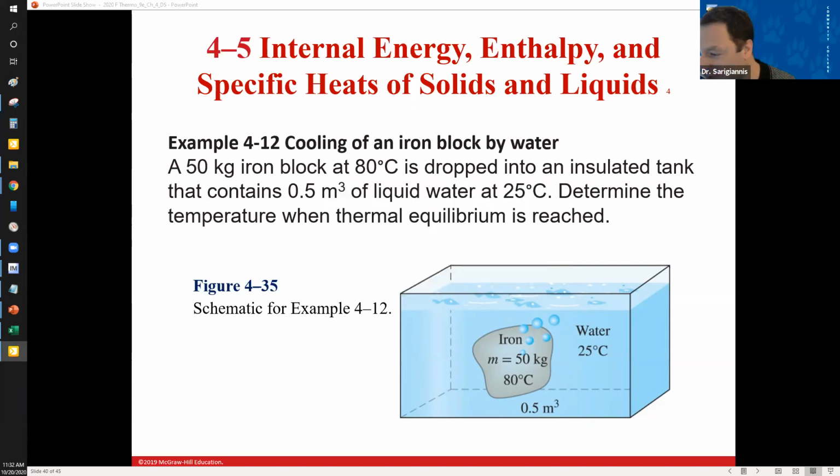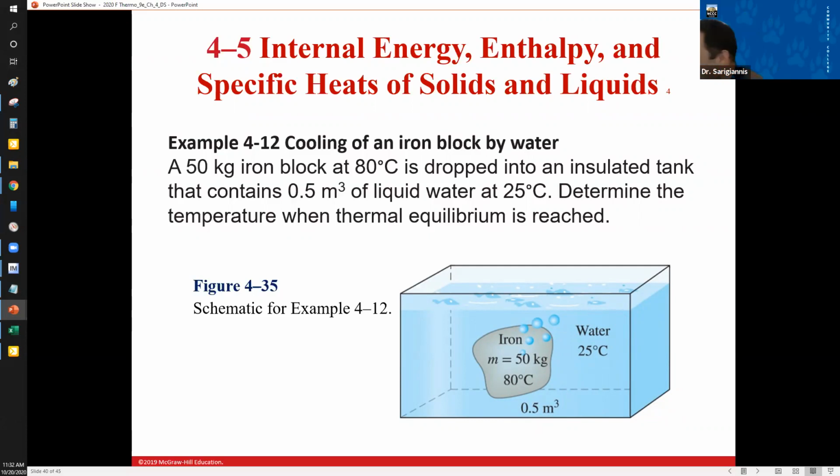All right, let me go to the screen and chat here. Put that in there. Now the other thing you need to know, so let's look at this. A 50 kilogram iron block at 80 degrees C is dropped into an insulated tank that contains 0.5 cubic meters of liquid water at 25 degrees C. It doesn't look insulated, but it is; it's like a super insulative glass. Determine the temperature when thermal equilibrium is reached.